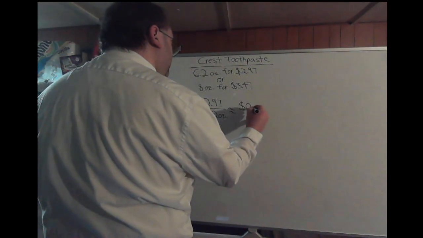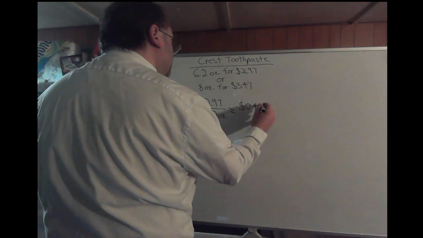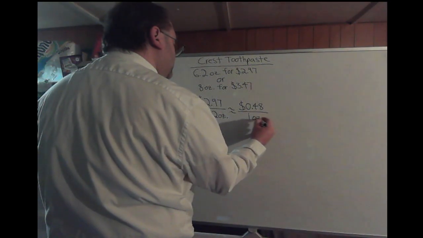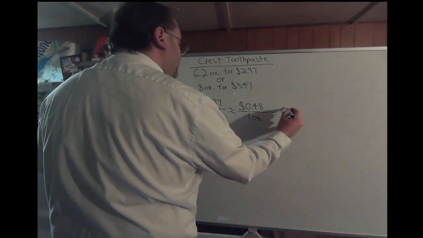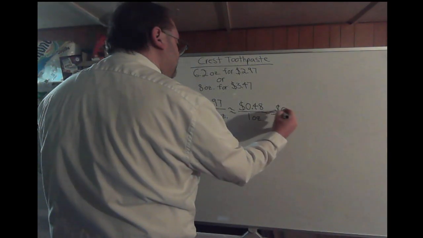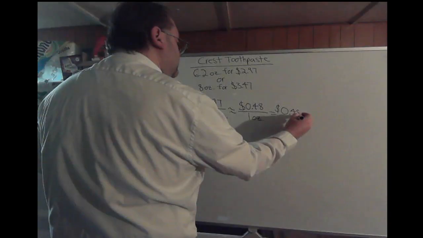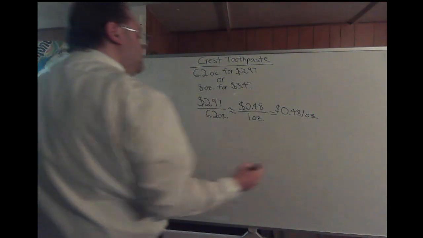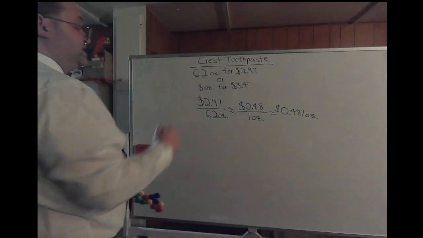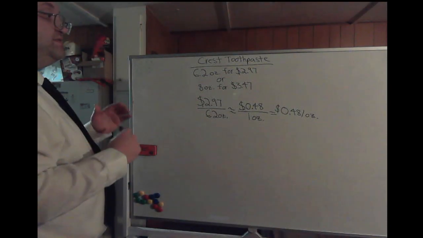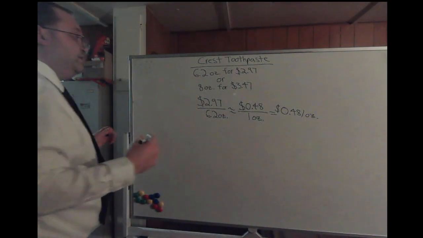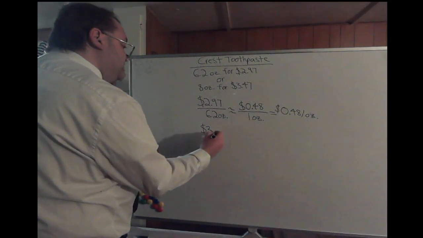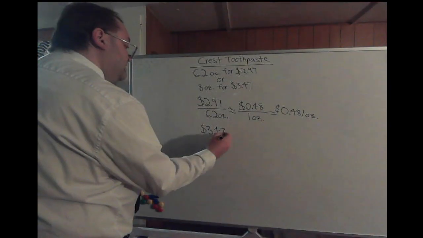So you'll have $0.48, which is 48 cents per 1 ounce, which could be written as 48 cents per ounce. So that's the result of the first one, of the 6.2 ounces for $2.97. It comes up to 48 cents an ounce. Let's figure out the second one. It's going to be $3.47 for 8 ounces.